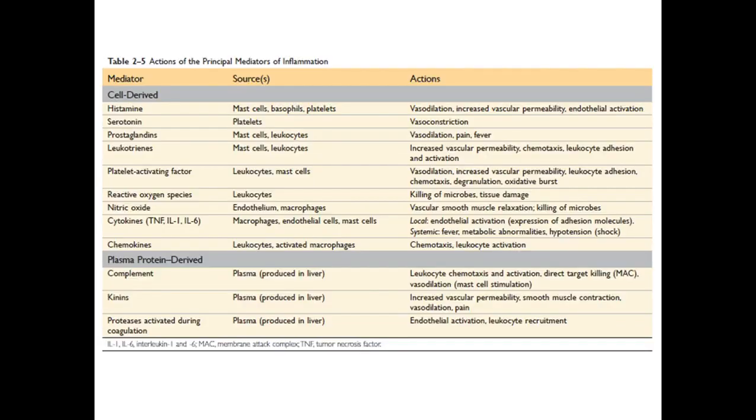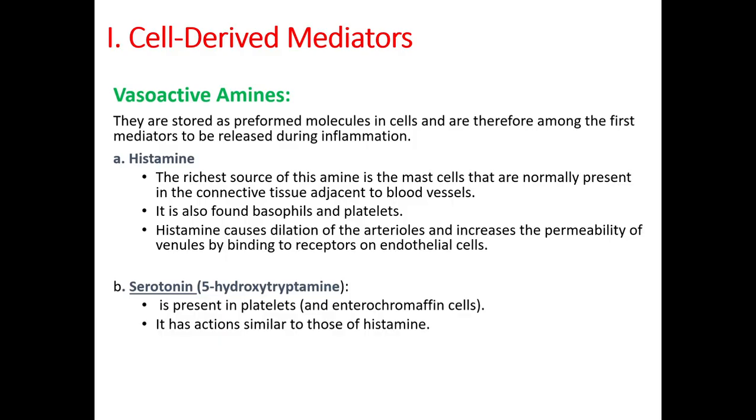This is the table showing the action of the principal mediators of inflammation, whether they are cell-derived or plasma protein, the source of them والأكشن مالتهم أيضا أنتم مطالبين به. هسه نجي number 1 اللي هي cell-derived mediator اللي هي vasoactive amine. قلنا they are stored، احنا حكينا قبل شوي بالفيجر ممكن تكون stored or synthesized on need.